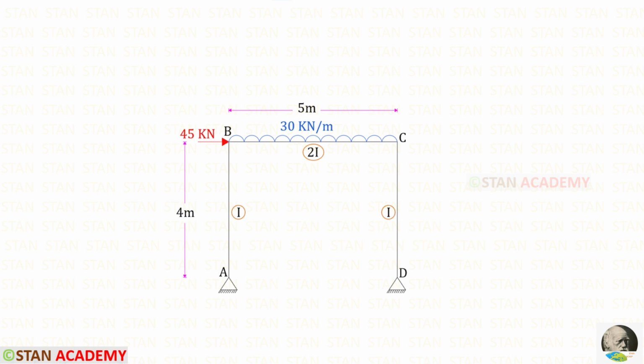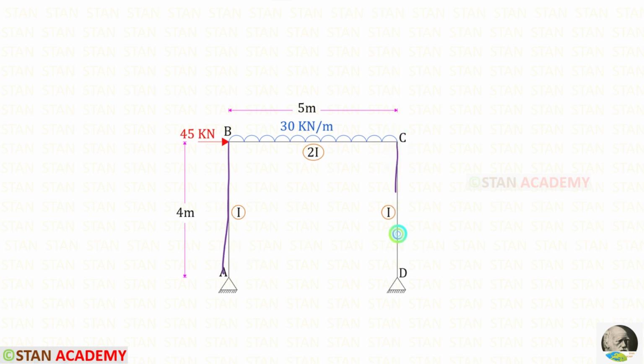In the beam BC we have a uniformly distributed load of 30 kN per meter. It is acting for the full span. In the joint B, there is a nodal point load of 45 kN. It is acting towards the right side. The height of the columns is 4 meters and the length of the beam is 5 meters.